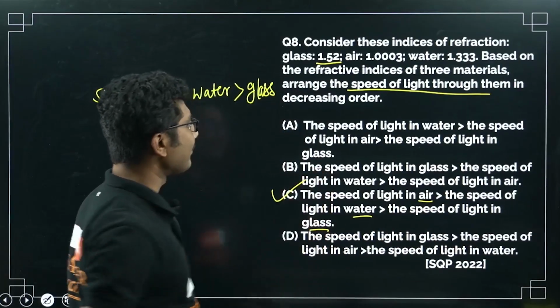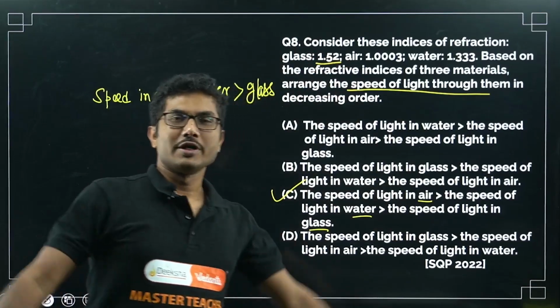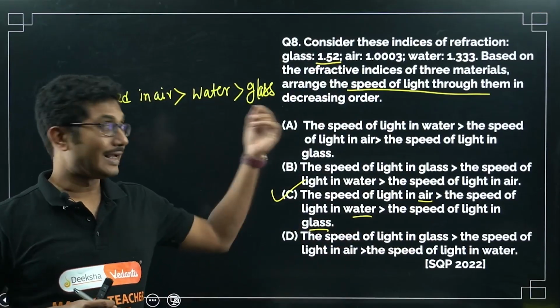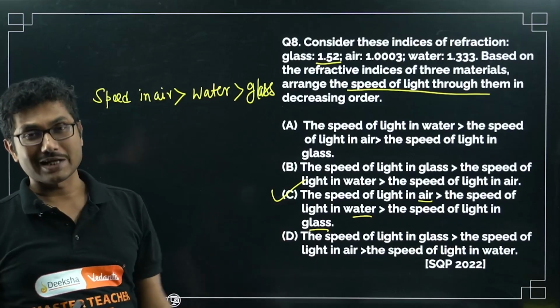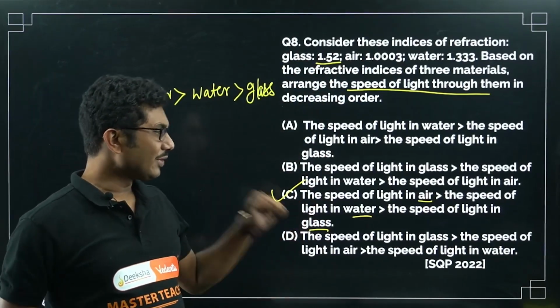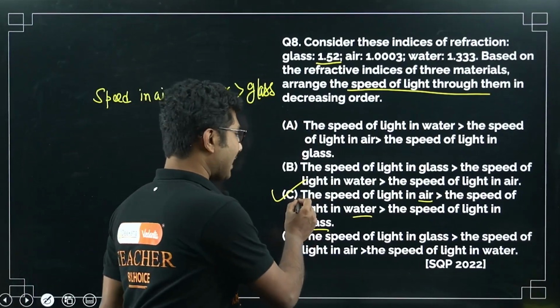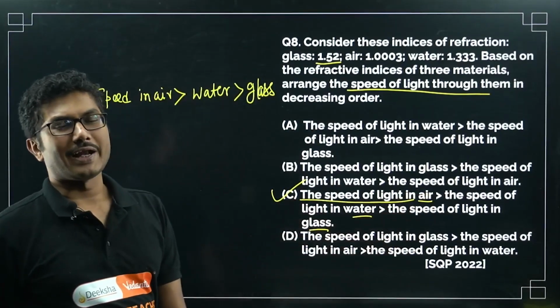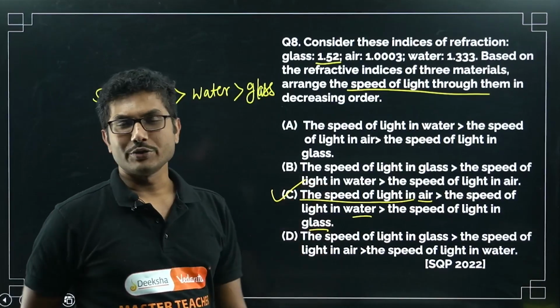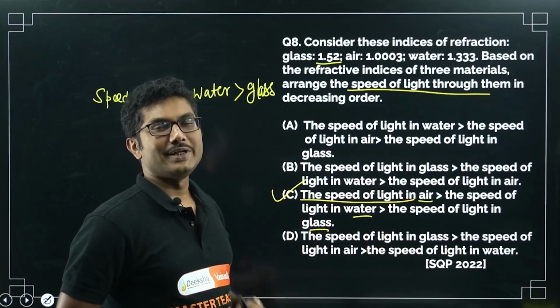In fact if you just know one portion, that the speed of light in air is almost equal to that in vacuum, that's why its refractive index is considered 1, you can answer this, because only one option has the correct answer starting with the speed of light in air, that is the first option. So you can answer this easily, that obviously for air the speed is maximum.